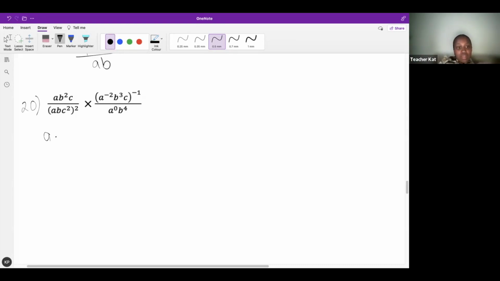So I'm going to have ab squared c over a to the power of what? We are now distributing this 2 over here. So it's going to be a to the power of 2, b to the power of 2, and c to the power of 4, times.